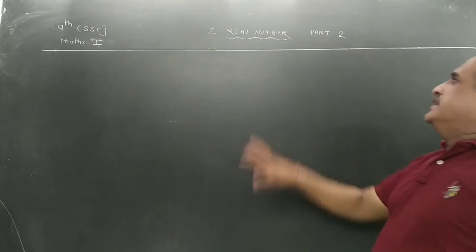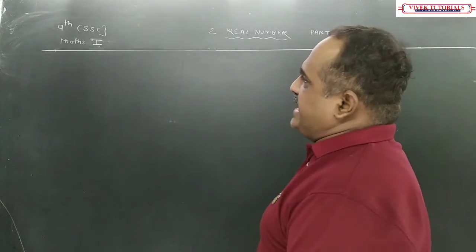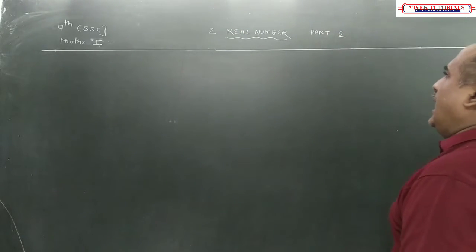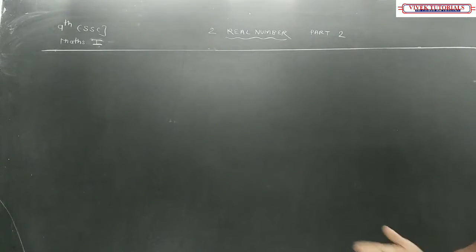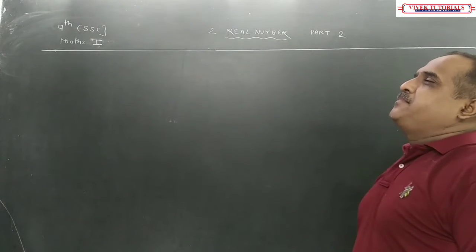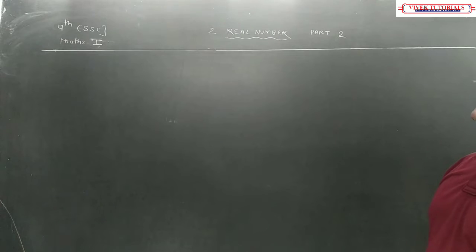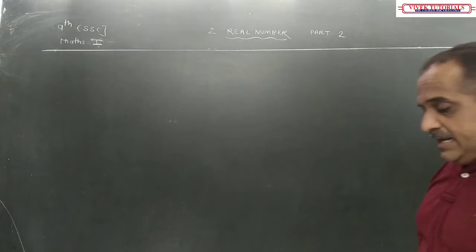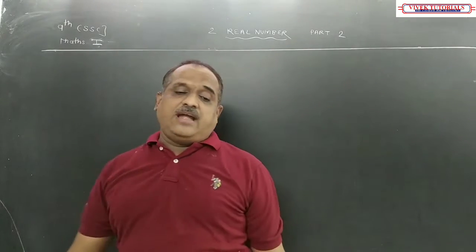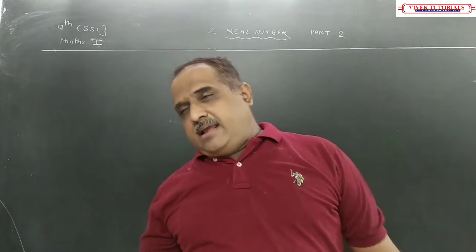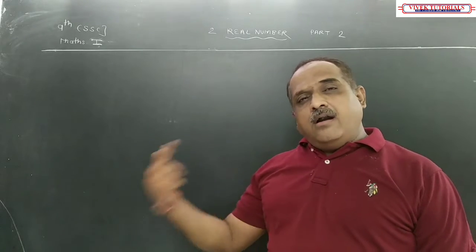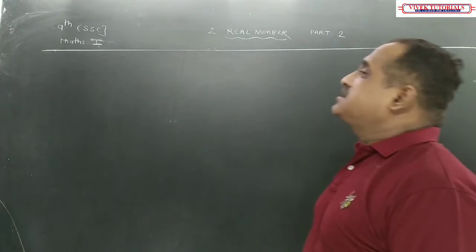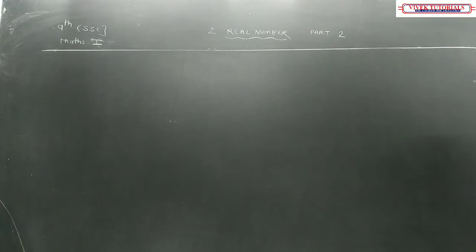Now, students, we are on the second part of real numbers, 9th standard SSC, Maths 1. In the first part, we studied the meaning of real numbers. In that, we studied different types of numbers like natural numbers, whole numbers, integers, rational numbers, and irrational numbers. In rational numbers, if the value is terminating, it is a rational number, or if it is recurring and non-terminating, that is also called real numbers. So we have to study, are there some rules?